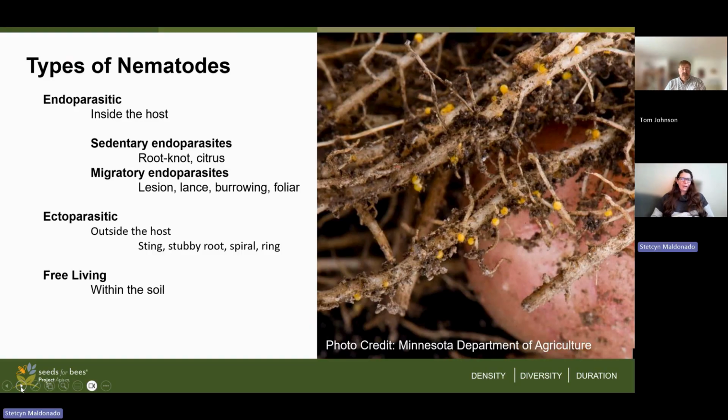Then there's the ectoparasites. These are guys that are living outside of the host. They'll be going along the edge of these roots and they'll poke holes and travel along as they eat. Examples of these would be sting, stubby root, spiral, and ring nematodes. And then this last one, the free-living nematodes. These are going to be guys that are living throughout the soil. They could be predatory nematodes. They could be fungal-eating nematodes. These will be your guys that are not tied to a host.